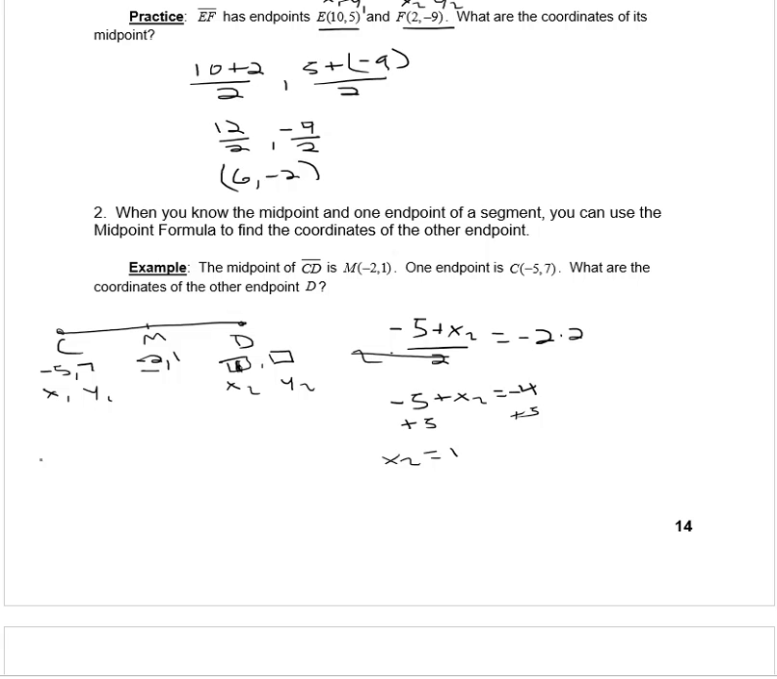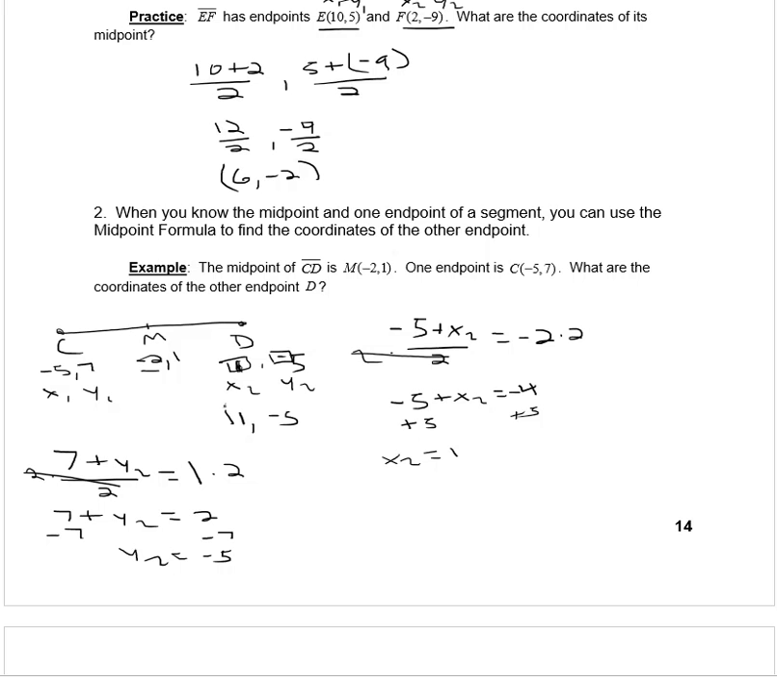Now, if I do the same thing for my y's, I'm going to take y1, 7, plus my missing y2, which I don't know, divided by 2 equals my midpoint y-coordinate, which is 1. Well, multiply both sides by 2, those cancel out, so I'm left with 7 plus y sub 2 equals 2. Subtract 7, and I get y sub 2 equals negative 5. So my other endpoint is 1 comma negative 5.